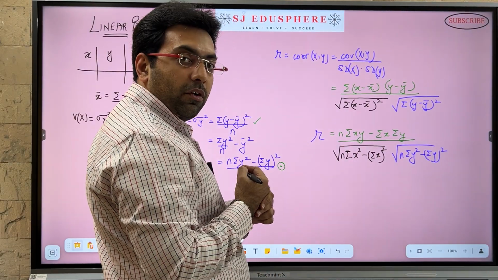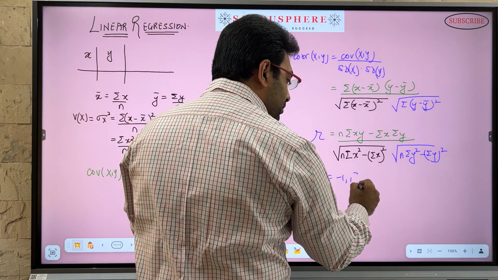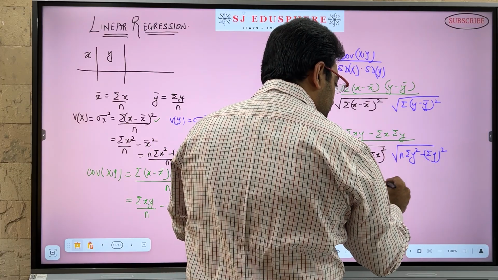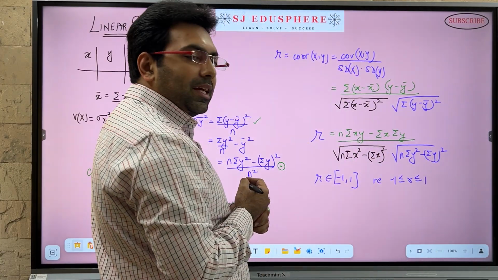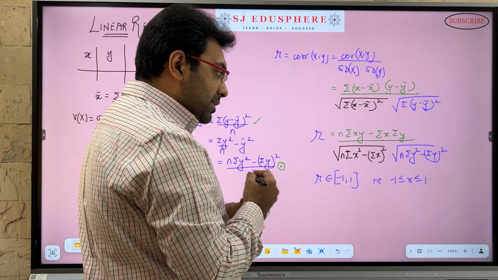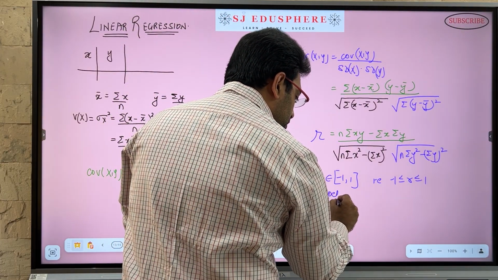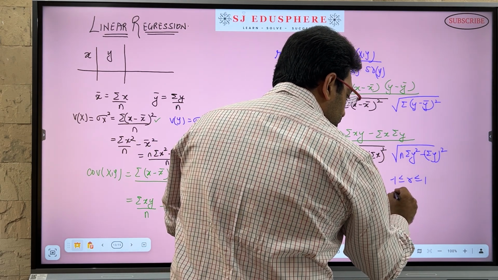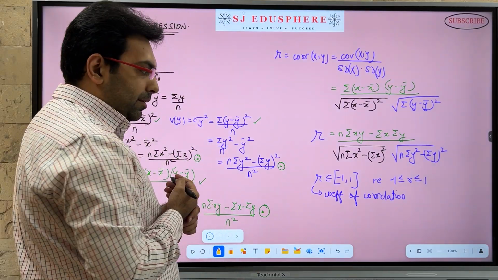What is your property for r, students? Your r value is always between -1 to 1. That is, -1 less than equal to r is less than equal to 1. This is called your coefficient of correlation. That means how strong is the bond between x and y.